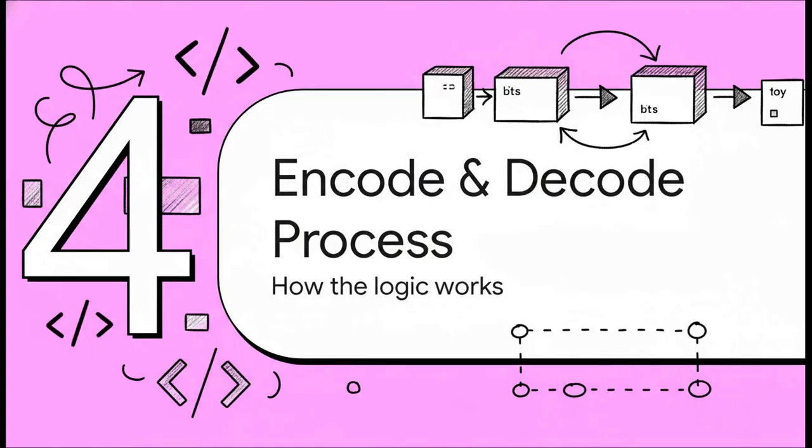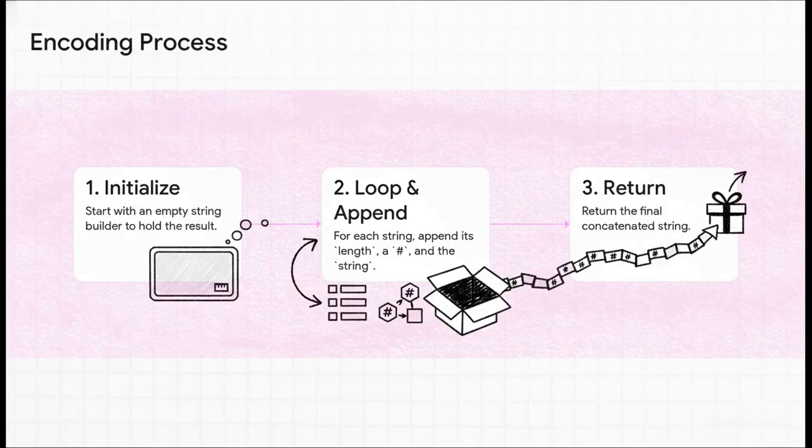So how does this actually look in code? Let's break down the logic step by step for both the encoding and the decoding parts. Okay, encoding is super straightforward. You basically just loop through your list of strings. For each string you hit, you find its length, you tack that number onto your result, followed by the hashtag separator, and then you tack on the string itself. You just keep doing that, one after another, until you're done with the list.